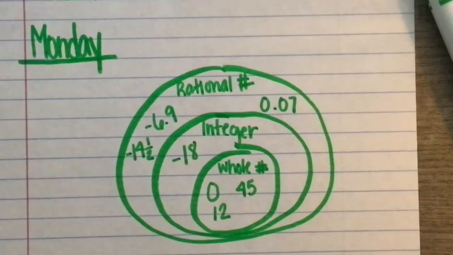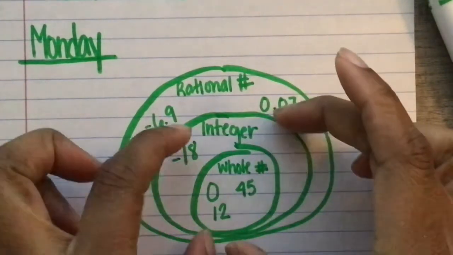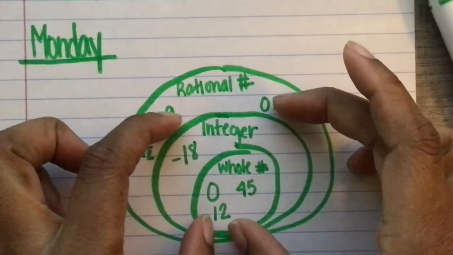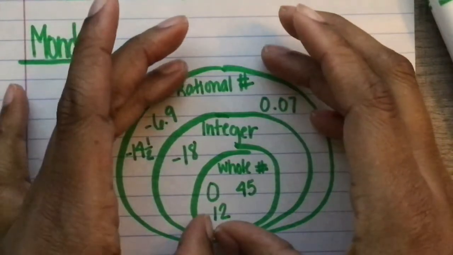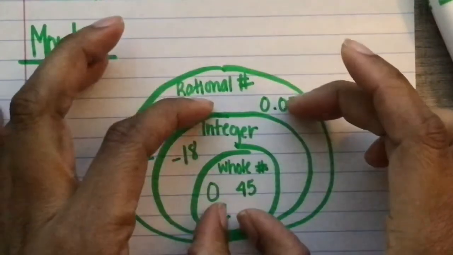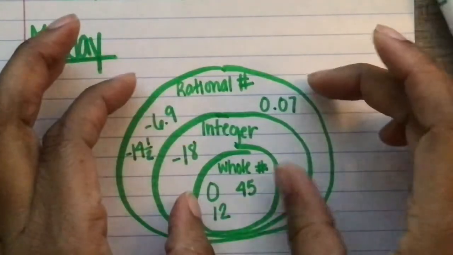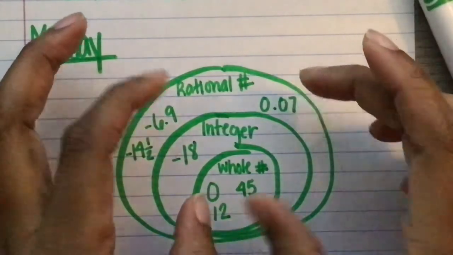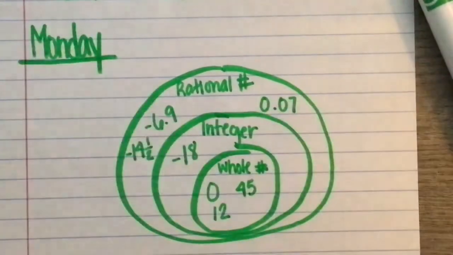Number 2, is it possible for a number to be an integer but not a rational number? Same thing, the answer is no, because once again, that integer circle is inside the rational number circle. So anything that's an integer is automatically a rational number. You cannot have an integer without it also being rational.